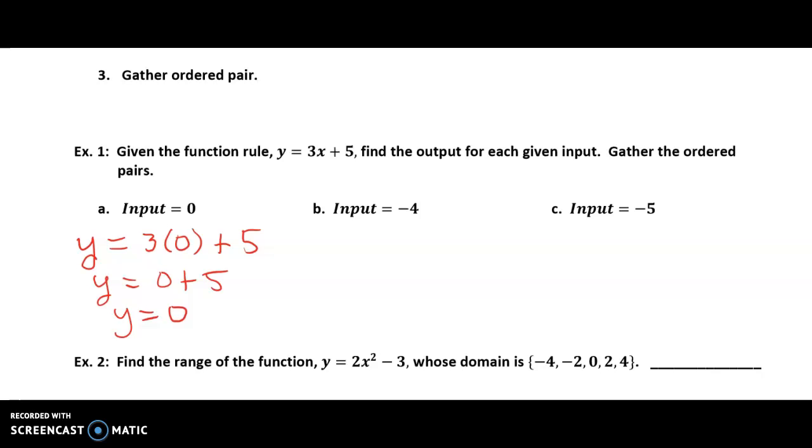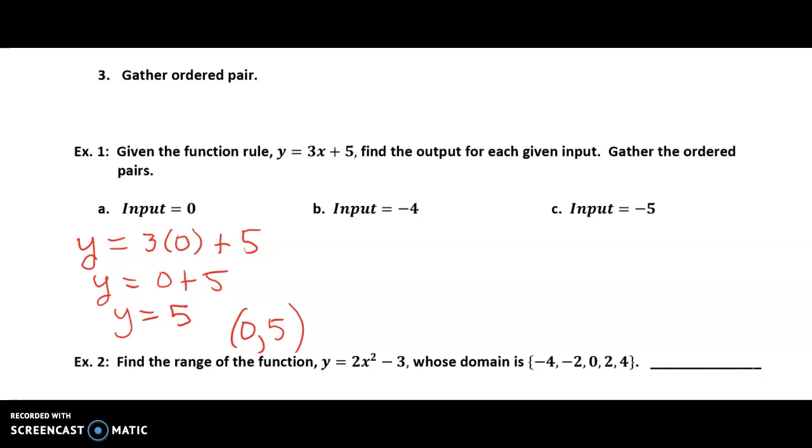Now we're going to gather our ordered pair. Our output value is going to be y equals 5. So when we gather up our ordered pair, it's going to be 0 for the x, 5 for the y.